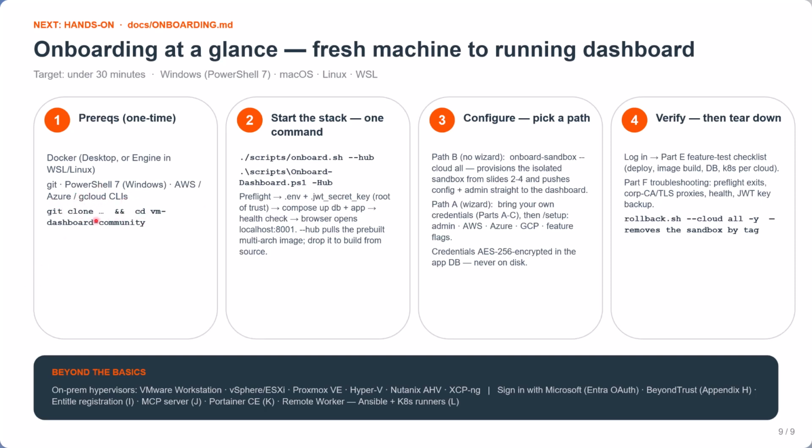If we want to run from source, we do need to clone the VM dashboard community GitHub repo. We don't have to. If we don't want to, we can skip the clone piece here and move on to step number 2, which is that we can onboard from Docker Hub, which is this -hub, or -Hub if we're running it in PowerShell.